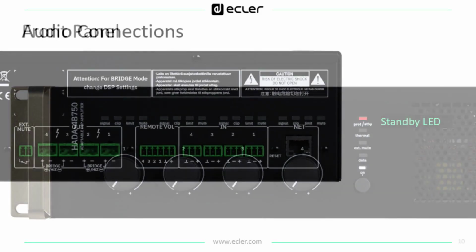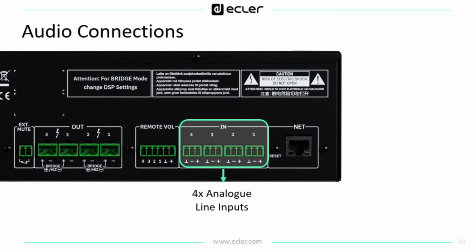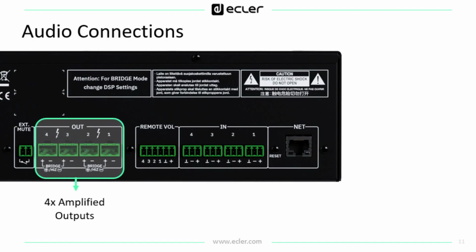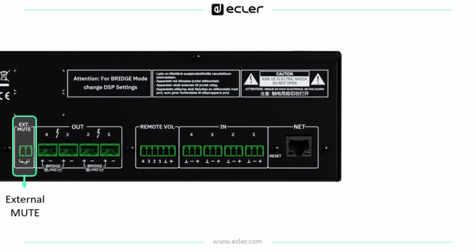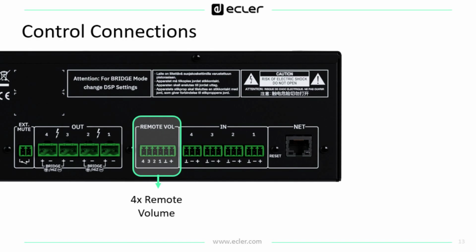In the back of the unit you will find 4 analog balanced inputs, 4 amplified outputs. As control you can use the external mute to silence all the outputs, usually connected to an emergency system. 4 remote volume control inputs to connect a WPA volume for example.